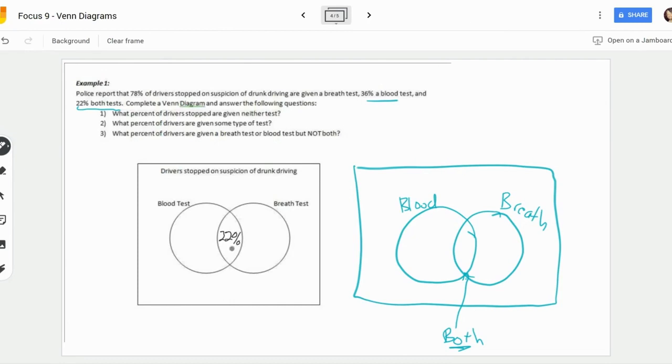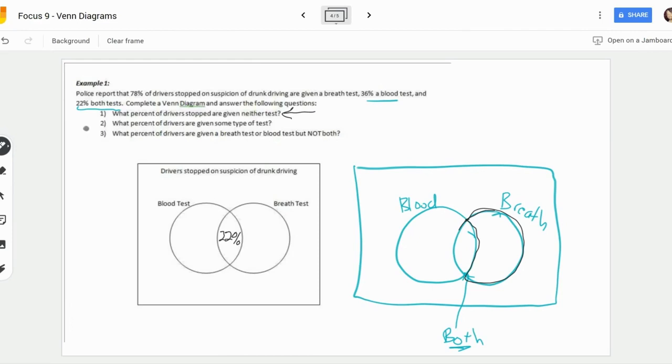Okay, and the reason why we start in the middle is because that helps us figure out what's in the remaining regions. Mainly like this region right here, like the partial moon, because we know what the whole circle represents. But if we have 22 in the middle, we can't count that twice. So what percentage of drivers stopped are given neither test? We'll actually come back to that one because it's easier to fill out the Venn diagram and then get to that. So number 2, let's start there.